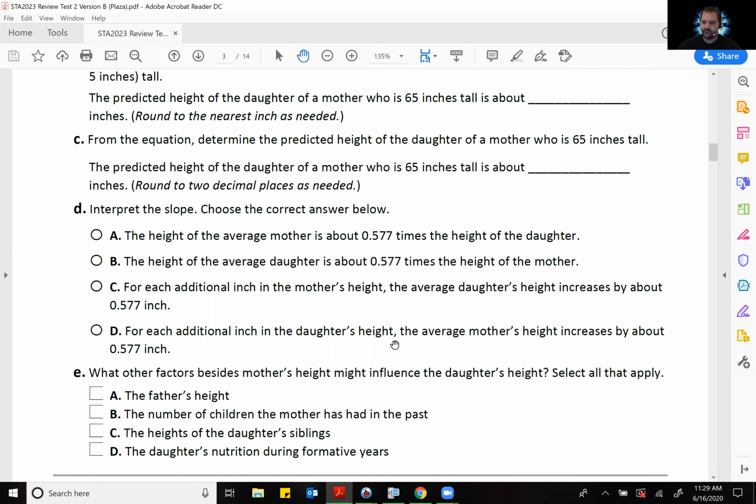About 0.577 inch. All right, and then part E, you guys got it. You said A, father's height, and D, daughter's nutrition. Sorry, I'm so slow. All right. Perfect.